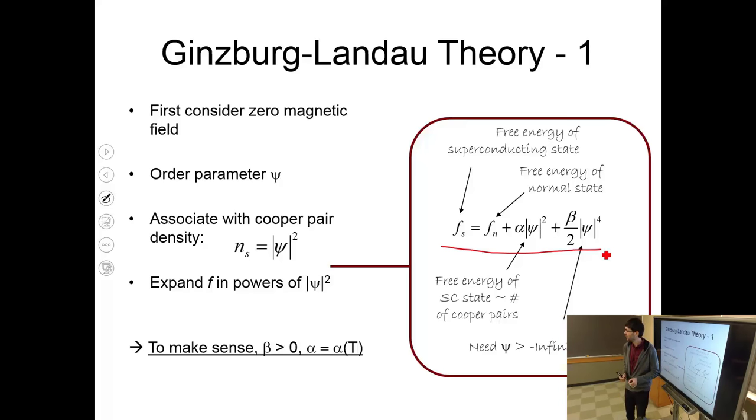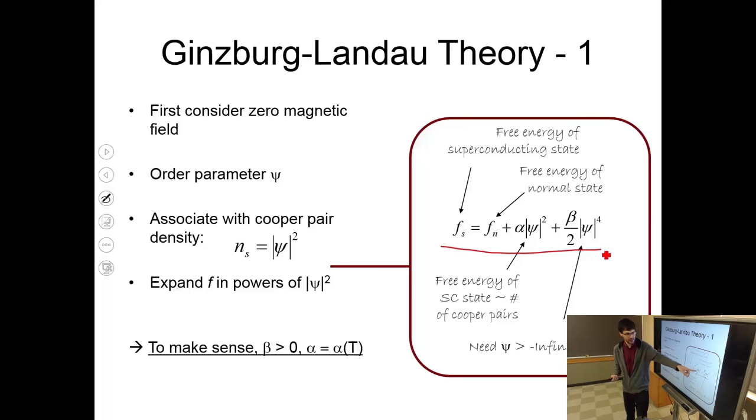But there is some motivation to it, right? So, for example, you can see the psi squared term, then that's the density, right? Square of the wave function is a density. So that's the density of superconducting electrons, right? So that kind of makes sense.